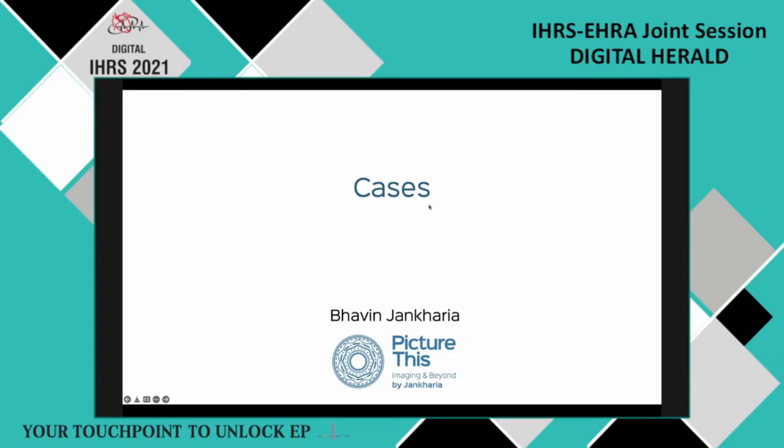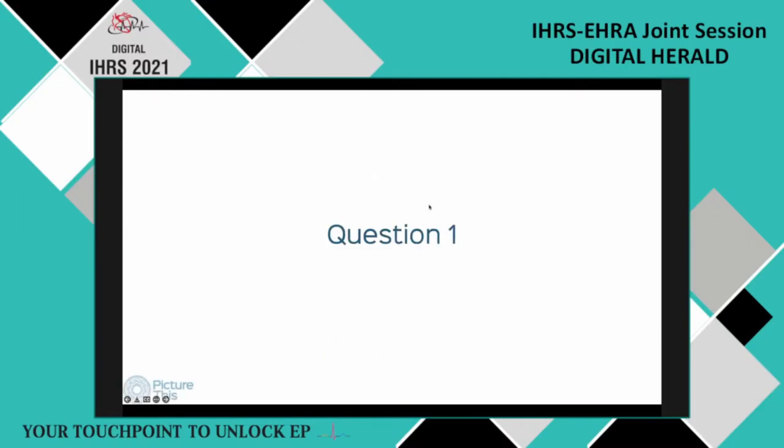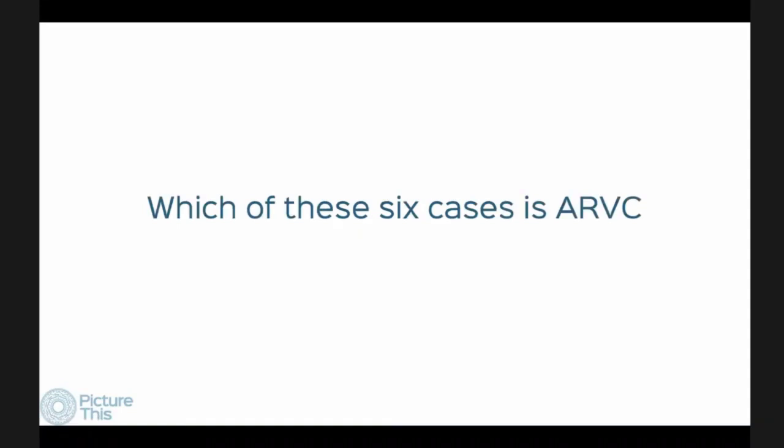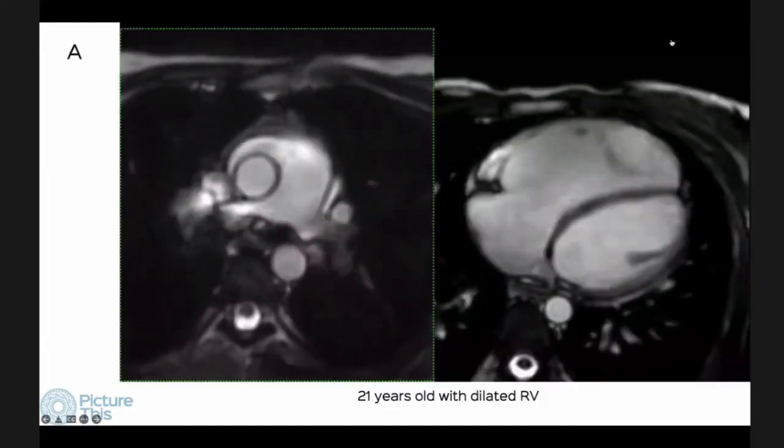Perfect. So today it's all about cases. I have three questions, and I'm assuming somebody is managing the response system. For the first question, there are 6 cases that I'm going to show one after the other, and you need to figure out which one of these is ARVC. They go as A, B, C, D, E, F, and I'll just run through these. Which of these 6 cases is ARVC? I'll present the actual response slide at the end.